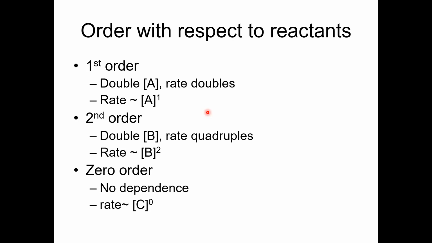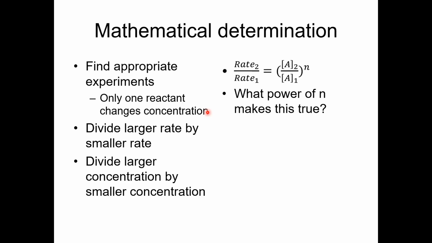Okay, what if I wanted to look at this more rigorously or more mathematically? I'm going to do as I did before, find the appropriate experiments, making sure only one of the reactants changes at a time, so only the oxygen or only the nitrogen monoxide. Divide the larger rate by the smaller rate, and divide the larger concentration by the smaller concentration. So over here, I have the rates on the left-hand side and the concentrations on the right-hand side. I'm going to raise the concentration ratio to some power n.